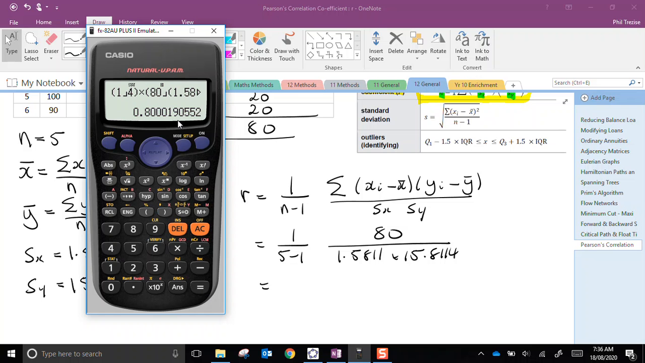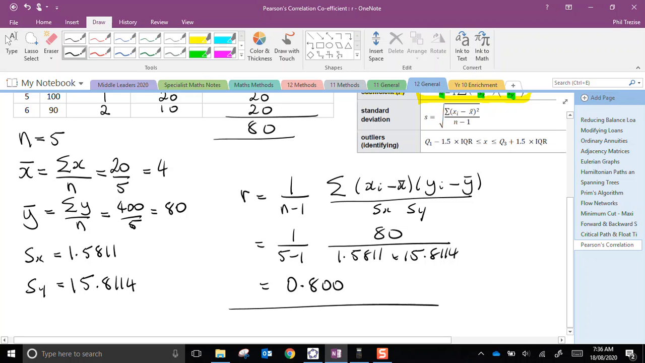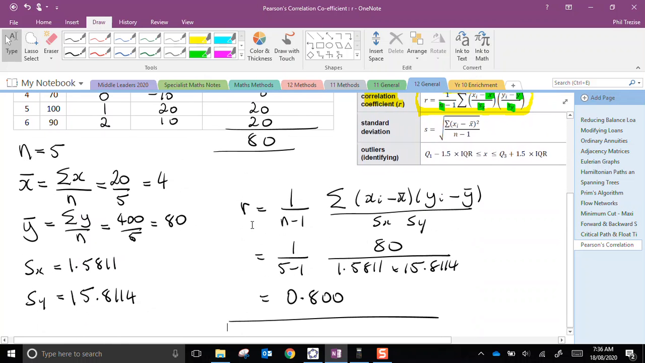And there's my Pearson's correlation coefficient. Very close, well, pretty much exactly 0.8. If I go to 3 decimal places, it's 0.800. Now, that's using mathematical justification. So we've done all the working.